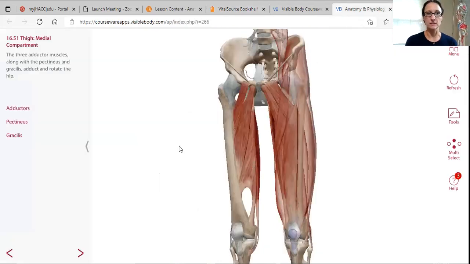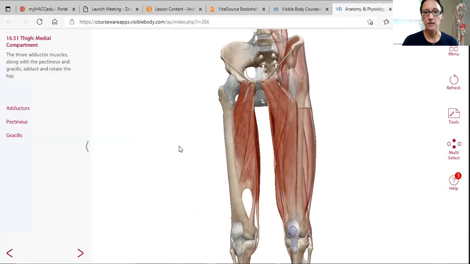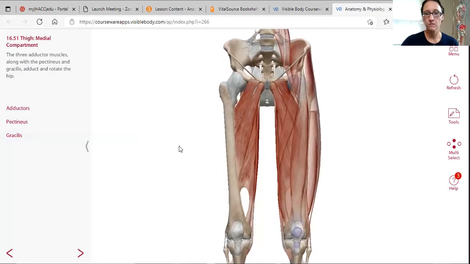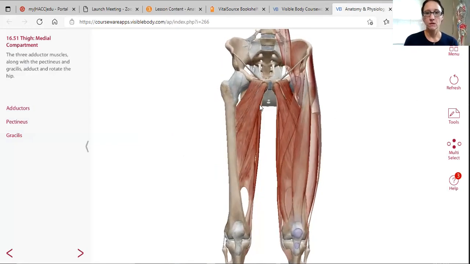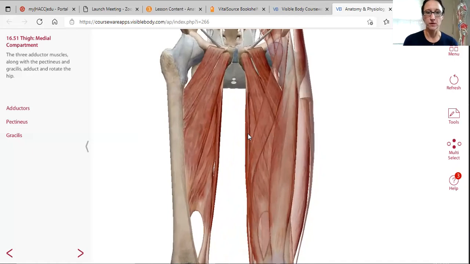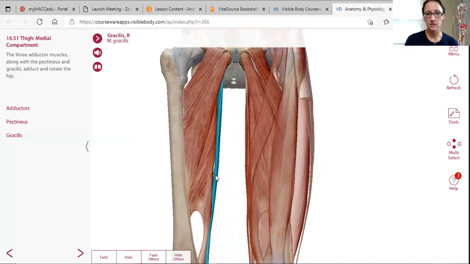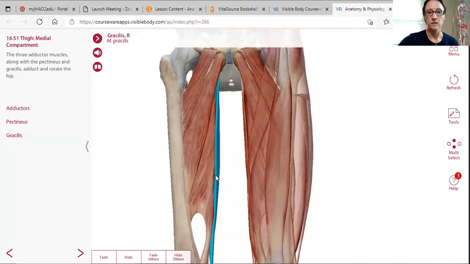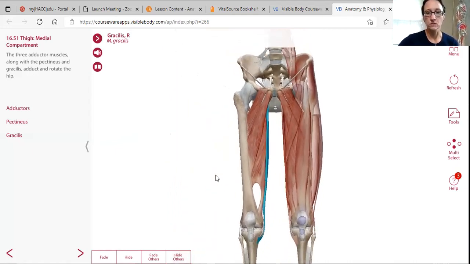So let's take a look at these adductors on the visible body here. Here is adductor magnus. I'll make this just a little bit bigger for you. And you can clearly see the adductor hiatus here. This long, slender one right here, that's gracilis. As you can see, it is very slender and very long. And if I back out, you can see there's the pes anserinus right here.